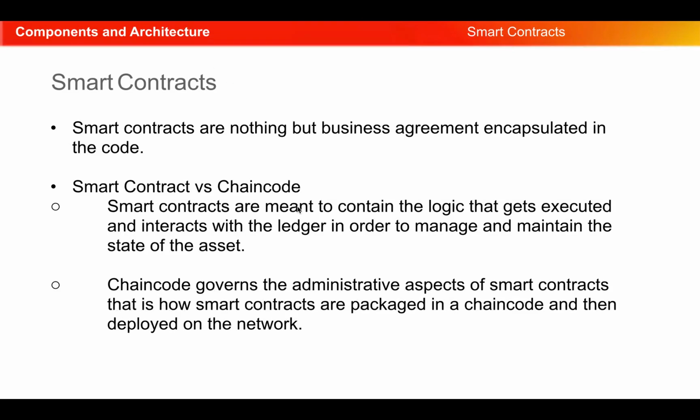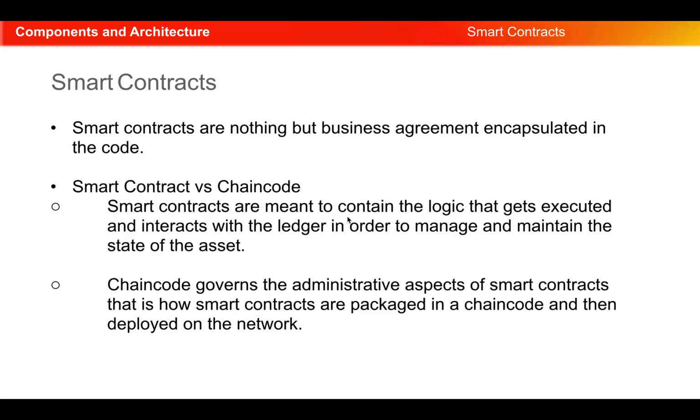In this section, we're going to see smart contracts. What are smart contracts? Smart contracts are nothing but business agreements or business logic that is encapsulated in the form of code. Smart contracts versus chain code: some people use them interchangeably, but that is not true.